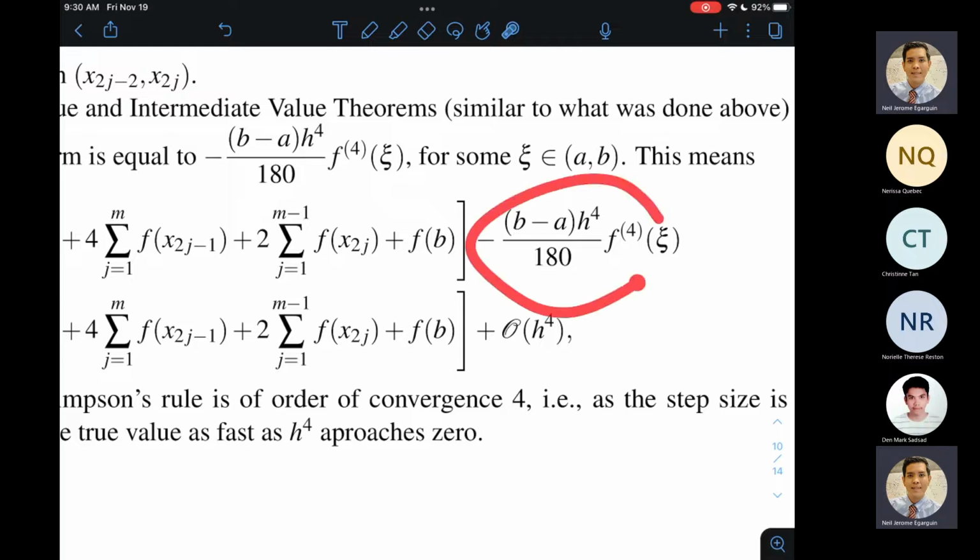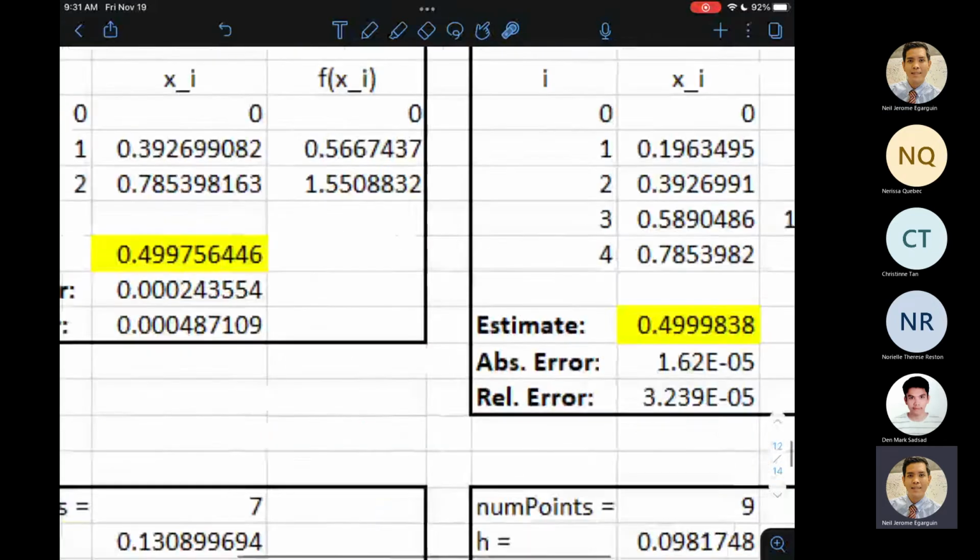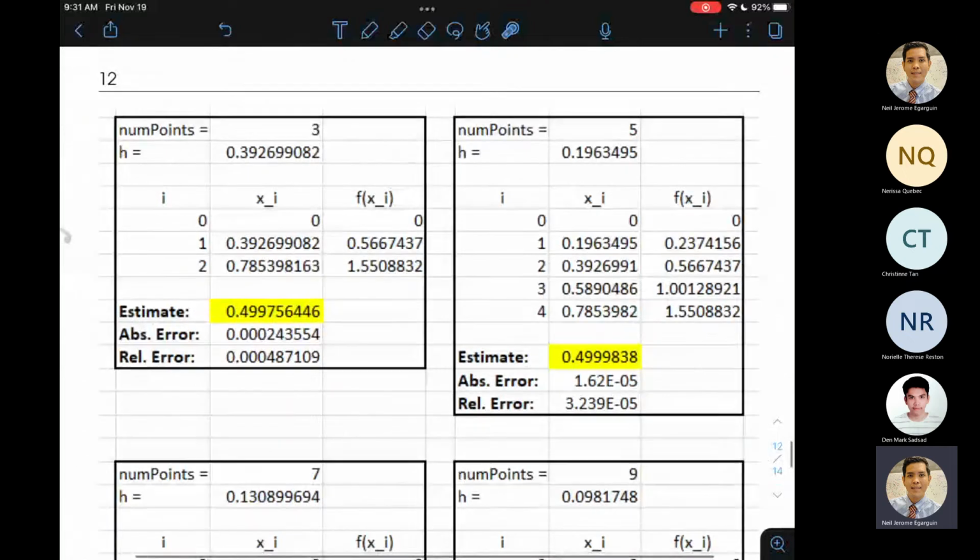And here that's evident that the composite Simpson's rule is of order big O of h to the fourth. Ibig sabihin, the error will diminish as fast as how h to the fourth approaches 0. Okay? Tapos kung titingnan natin yung example dito, makikita natin na napakalaki ng improvement mula dun sa trapezoidal rule. Kasi sa trapezoidal rule ay big O of h squared lang siya. Okay? Pero dito mabilis nagze-zero yung error.